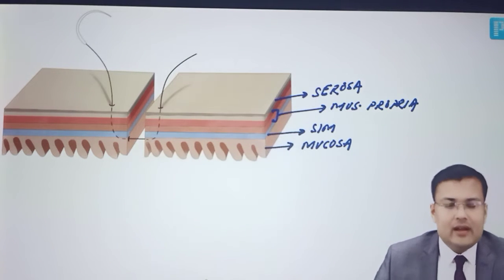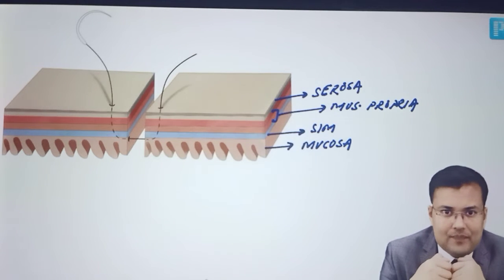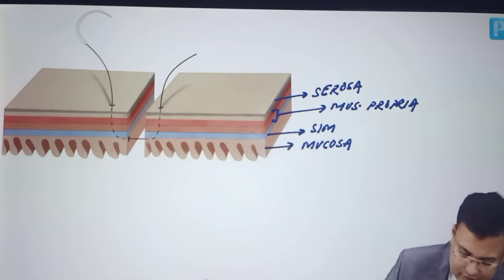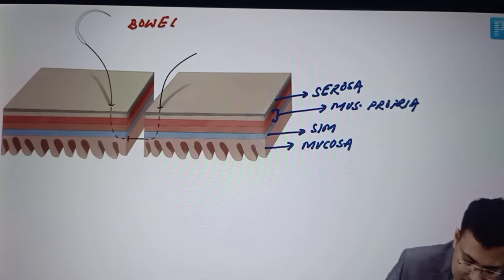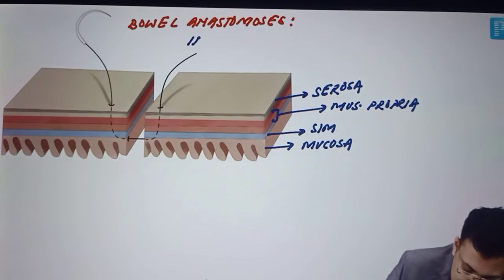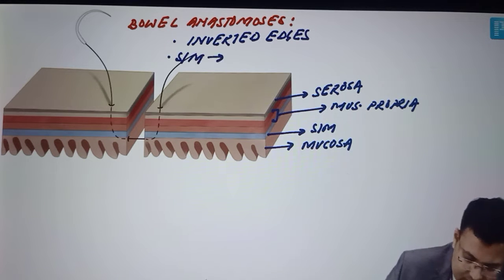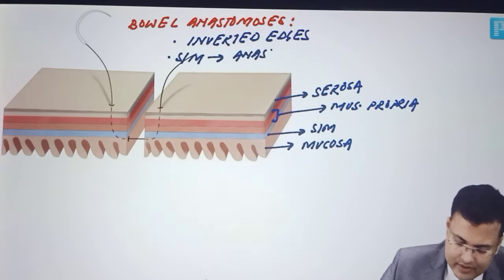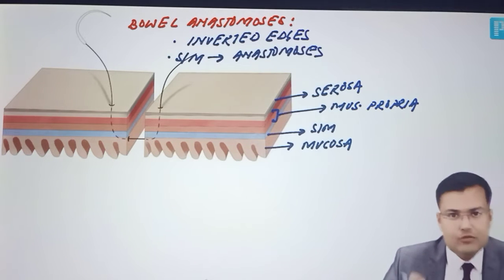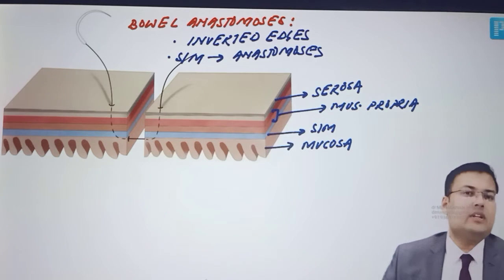One. And in bowel anastomosis, the anastomosis should be inverted to prevent the risk of leak. Clear? So two important principles which we follow in bowel anastomosis: first, the edges should be inverted, and second, we have to include submucosa into the anastomosis because of its high collagen content, and this is the strongest layer.